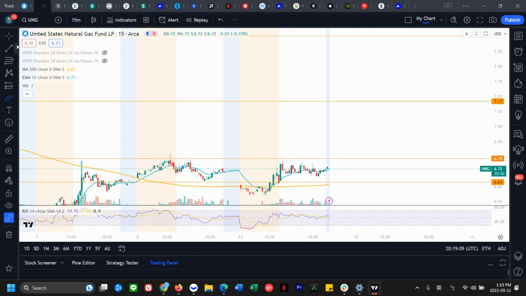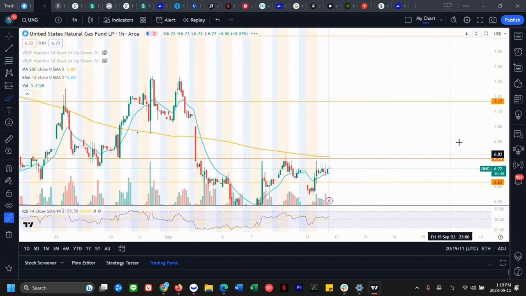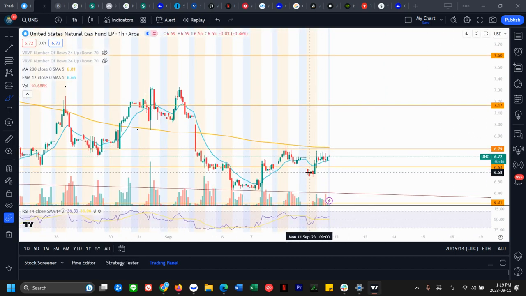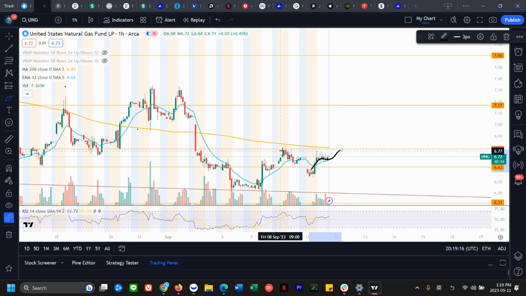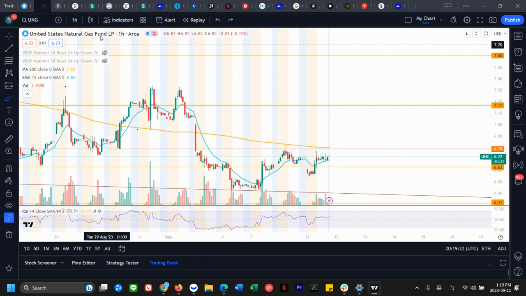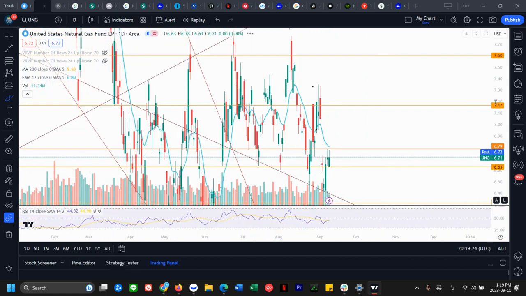And if we break that 6.76, we will also get an hourly uptrend, giving us more momentum to potentially break this 6.82 high. If we can break this 6.82 high, we will also, let's see if we're confirming a daily uptrend or not.